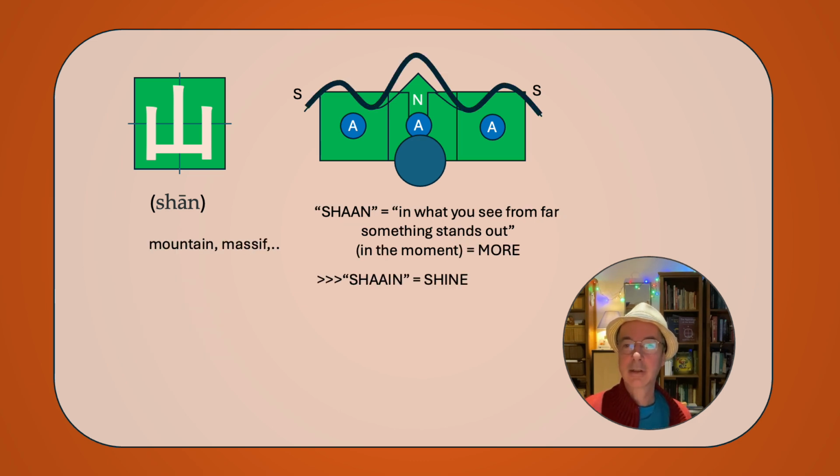Shān is already that kind of idea from the oracle bones, that kind of thing that stands out. It's that within the mountain range you have that mountain. You have something that stands out. It is in the moment you see something that is more. That actually also shines through. That is shining there.